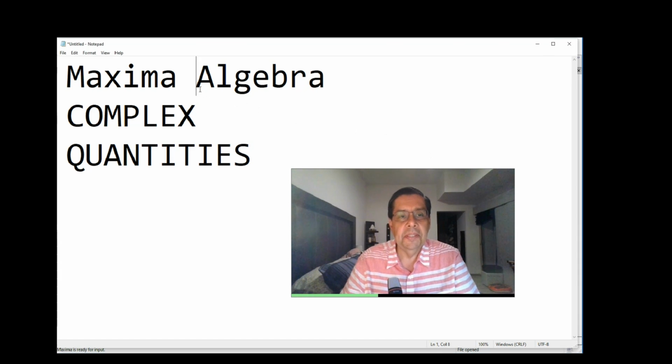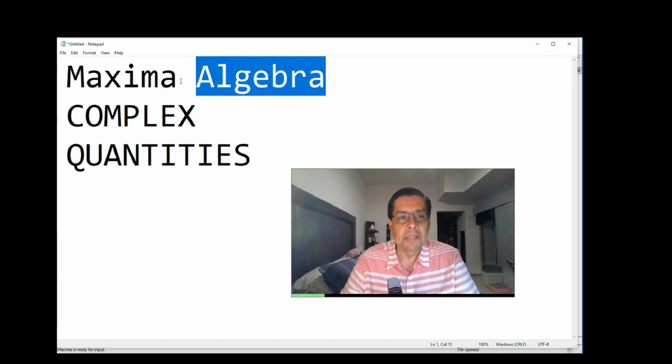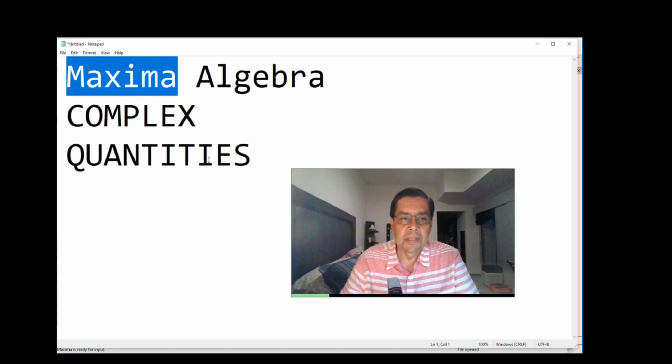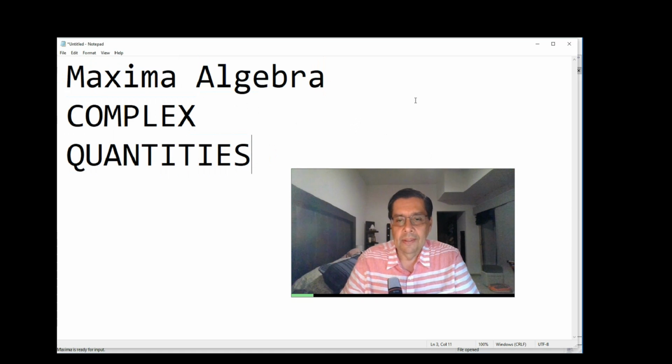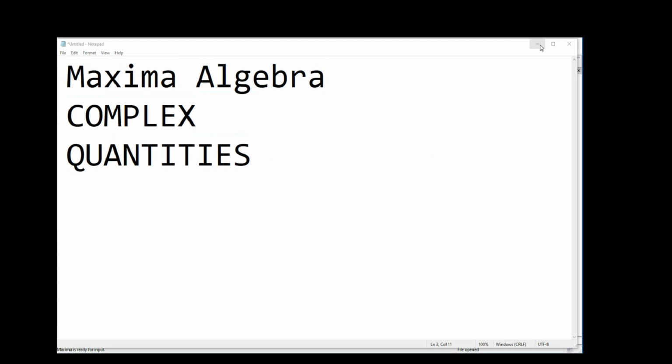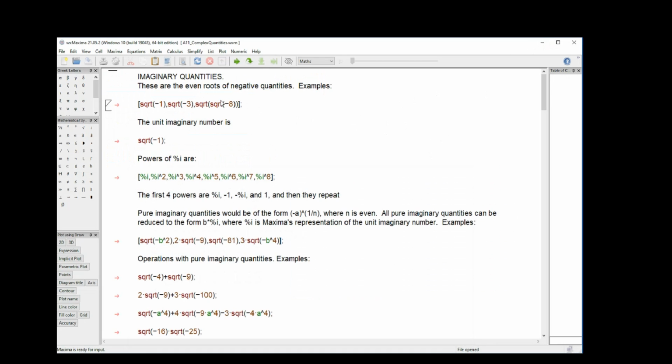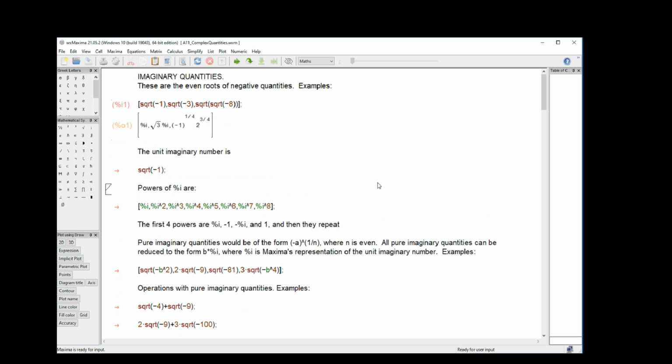In this video, we're going to continue our algebra applications with Maxima, and we're going to talk about complex quantities. Basically means complex numbers, quantities in a general manner, and we're going to start with this document. Suppose that we want to find even roots of negative quantities. Square root of minus 1 is the unit imaginary number, which in Maxima is represented by %i.